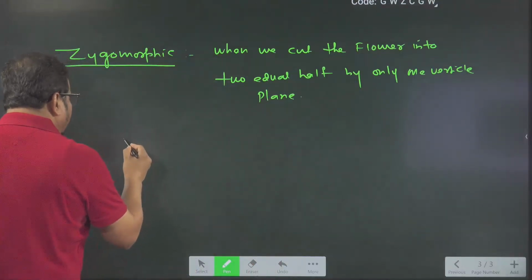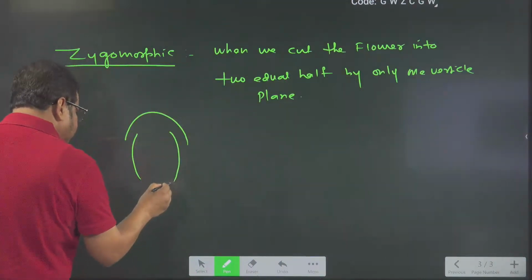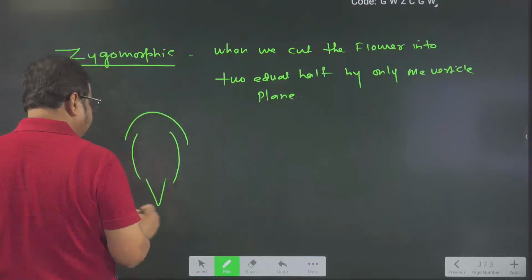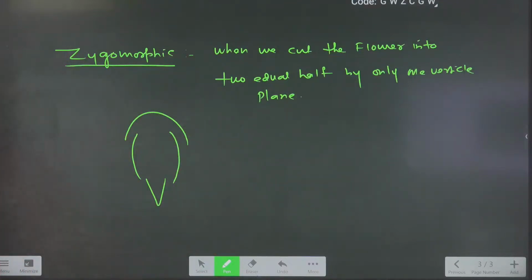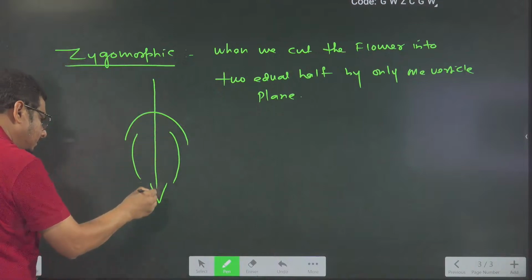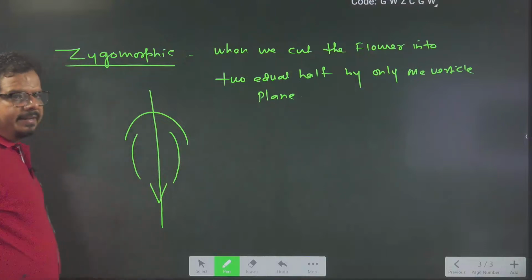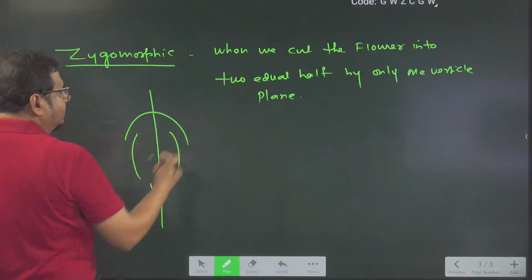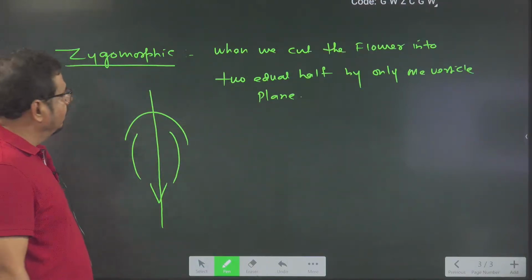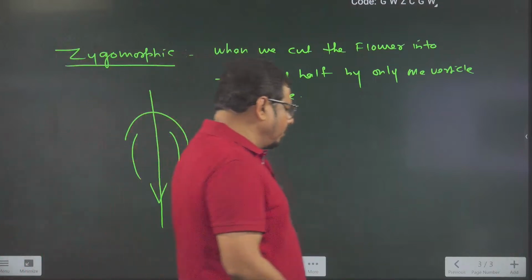So let me draw first the zygomorphic. Suppose a flower looks like this, if the petal and sepal arrangement, or you can say petal arrangement, is like this. Now you can cut into two equal halves by only this method. You can cut into two equal halves this way only. Getting the idea? One this side, another this side. So it is only one vertical plane in which the flower is going to be cut into two equal halves. It is called zygomorphic. I hope everybody understands actinomorphic and zygomorphic.